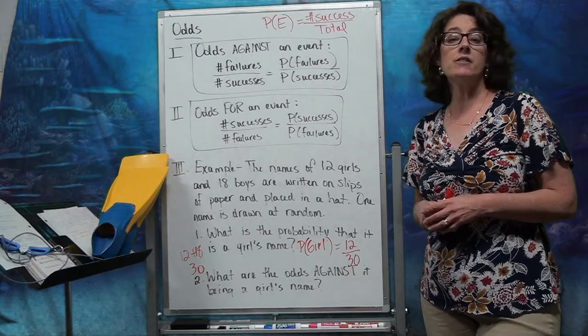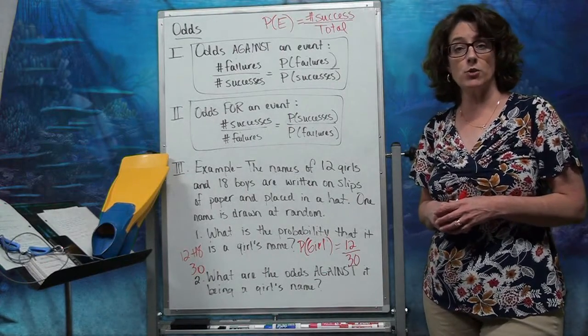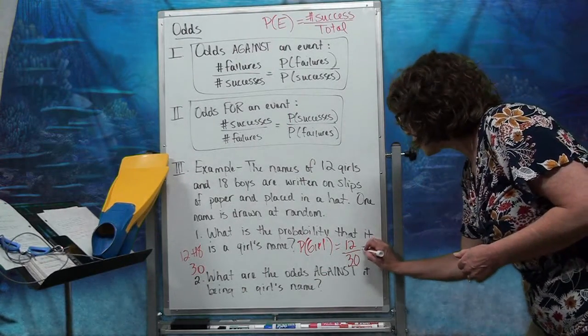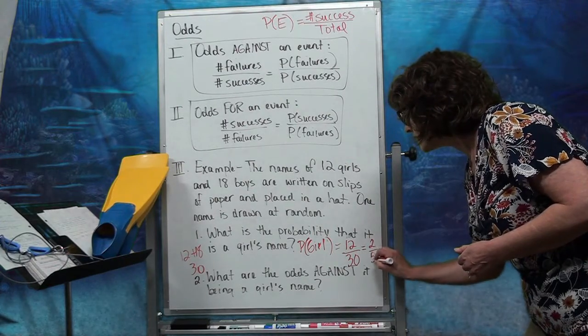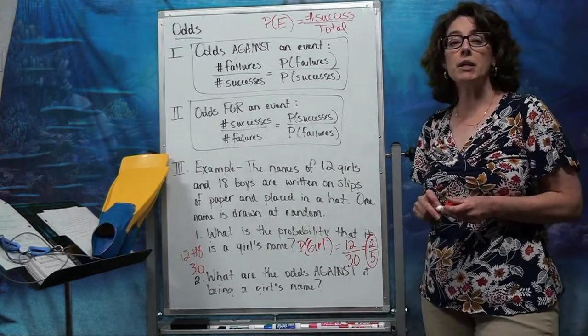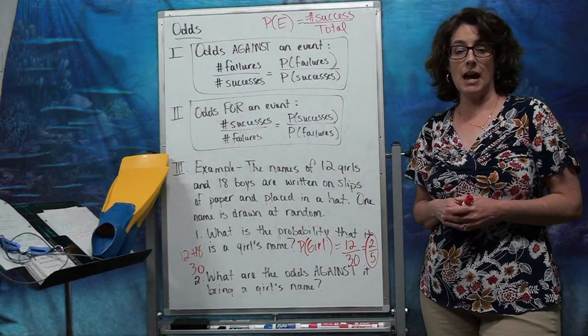12 over 30 does simplify because 6 will go into each of those numbers. 6 goes into 12 twice. 6 goes into 30 five times. So here's the probability that I will select a girl's name out of that hat.